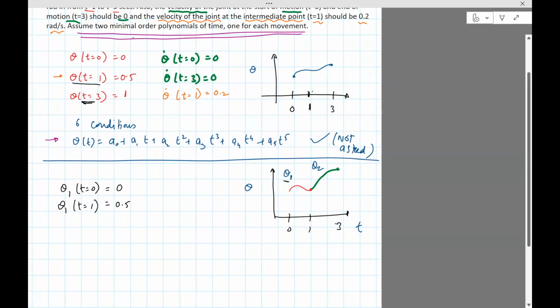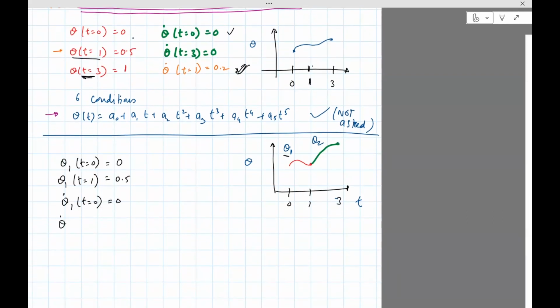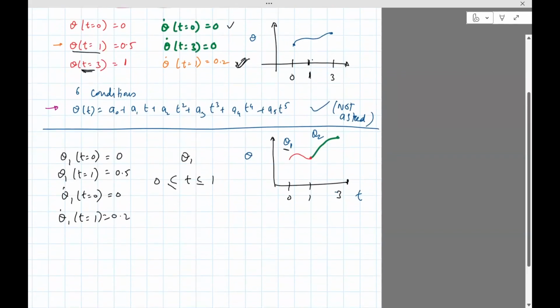Then we have theta dot at t equals 0 is 0. So theta 1 dot at t equals 0 is 0. That's this condition. And then there's another condition here, which is true for theta 1. This is because theta 1 is between 0 and 1. So only theta 1 has domain of 0 to 1. So only those 4 conditions are valid.